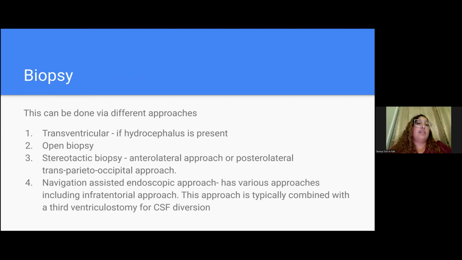The next investigation that can be done is biopsies. So this could be done via different approaches. There's the transventricular approach, which is usually if a hydrocephalus is present. There's open biopsy, there's stereotactic biopsy, and with this you have two approaches. So you have the anterolateral approach, and then there's the posterolateral transparieto-occipital approach. Then there's also navigation-assisted endoscopic approach, which has various approaches, including the infratentorial approach. Now, this approach is typically combined with a third ventriculostomy for CSF diversion.